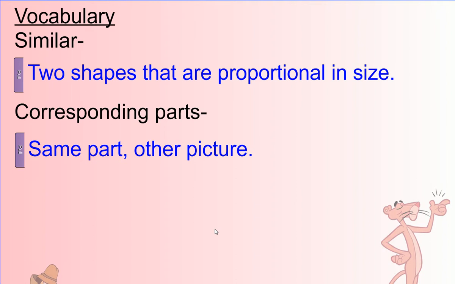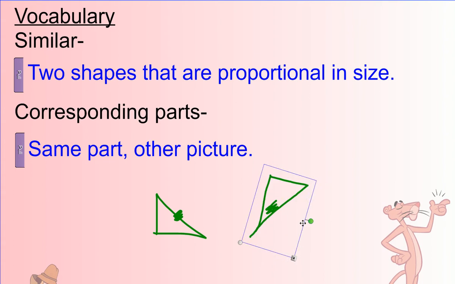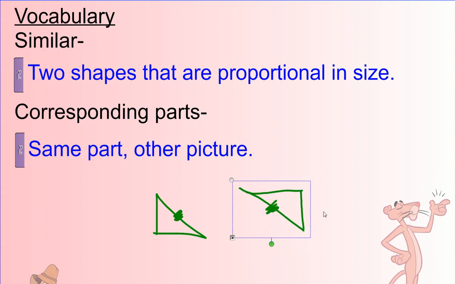And corresponding parts came up quite a bit in the last lesson as well, and we covered it, but it's the same parts but on the other pictures. So if we're talking about, say, a right triangle or two right triangles, and this could be for similar figures or congruent figures, this line corresponds to this line. It's the same line, but on the other picture. Even if I would take one of these pictures and kind of rotate it, that's still the same part. It's still the hypotenuse. It's still the longest side of the triangle.